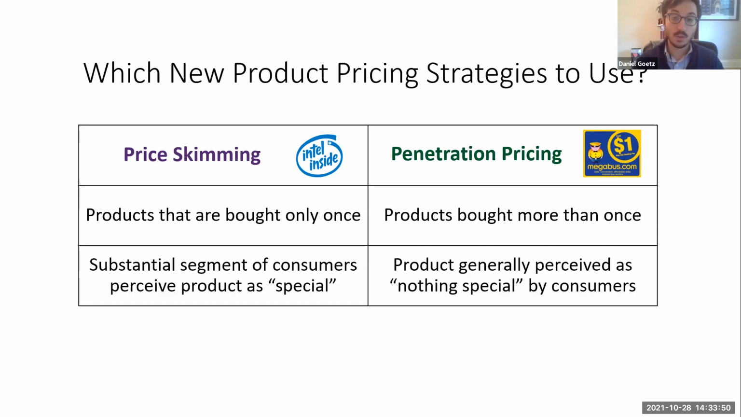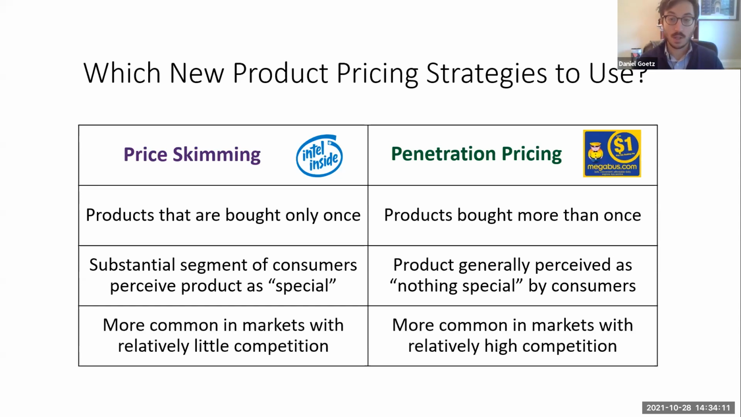Price skimming is often used when a big group of consumers in your market think the product is really special in some way, so they're willing to pay a lot for it, versus penetration pricing. Sometimes when the product is not perceived as special, you see penetration pricing more often. And lastly, price skimming is typically seen in less competitive environments, versus penetration pricing, which you often see in more competitive environments.